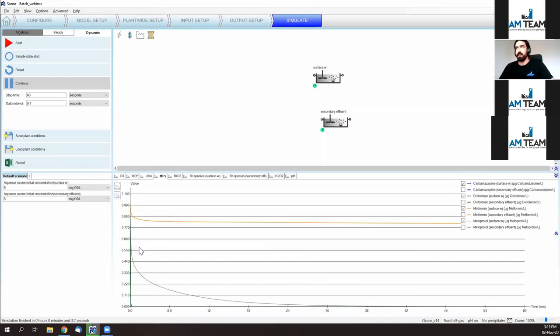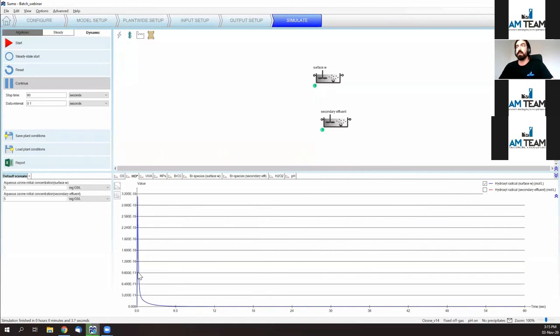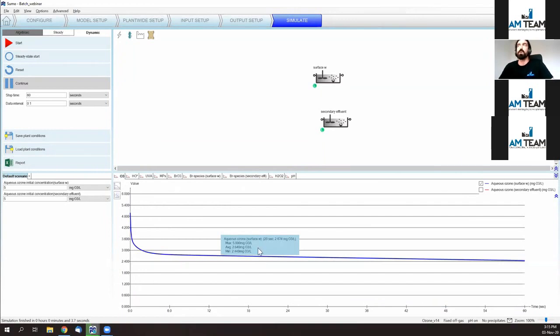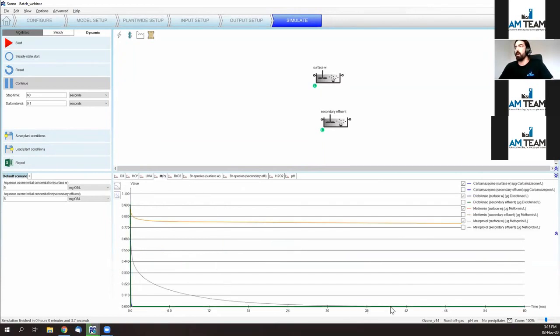Why? Because yes, the first initial fast drop in the few milliseconds is largely thanks to the hydroxyl radical concentration, but the residual ozone will knock that down until zero. All right, then we'll go more in detail in the next demo session, and I'll give the word back to Wim.